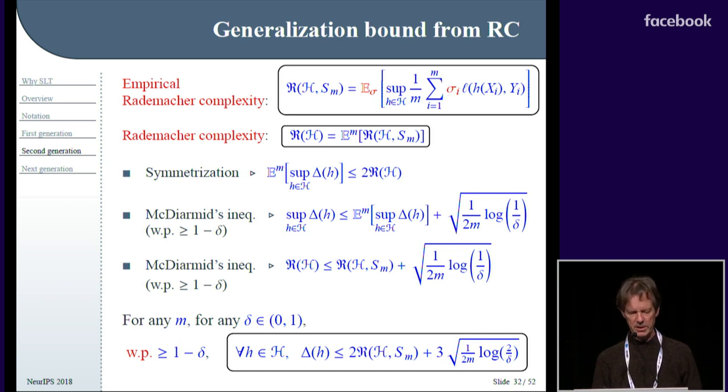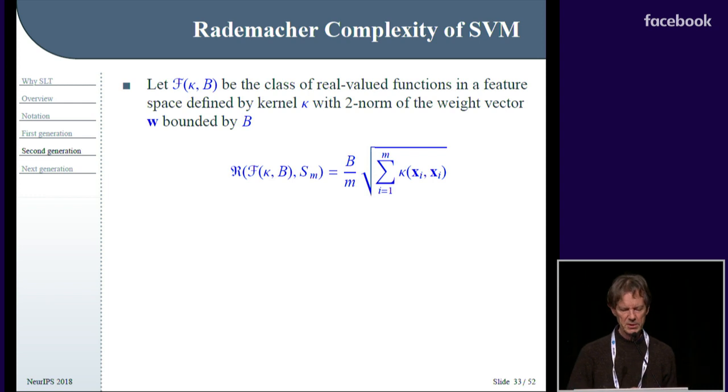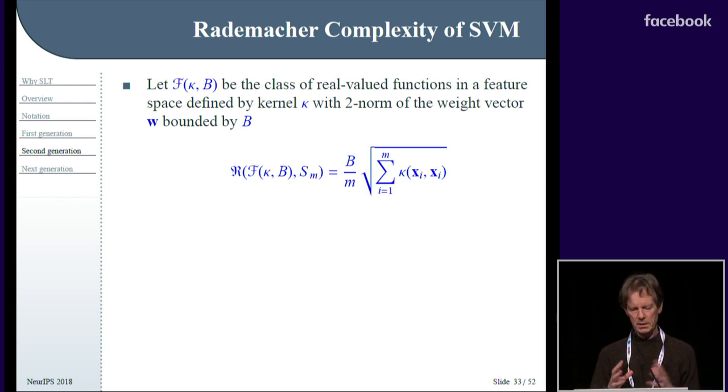Now, we can apply that quite readily to SVMs, so here it is for SVMs. Firstly, we need to measure the Rademacher complexity of the function class. And here, the trick is to use the functions you can generate with bounded norm and with a fixed kernel. So I'm taking kernel kappa and norm bound b, where this is the bound on the two norm of the weight vector. This is the function class I'm interested in. And the Rademacher complexity of that is bounded by the norm bound b divided by m times the square root of the trace of the kernel matrix. I'm not giving you a proof, but it's a relatively straightforward proof to show that.